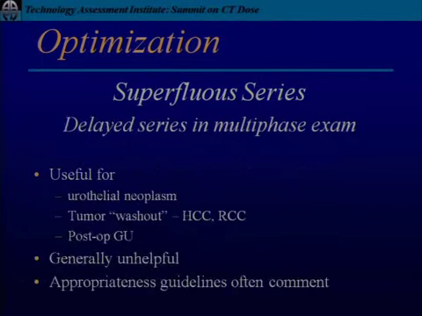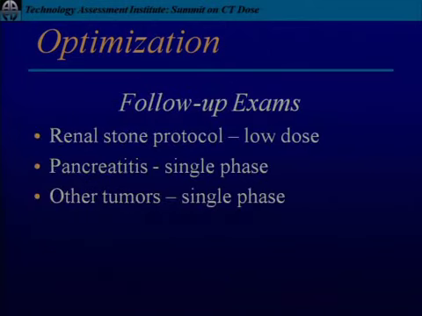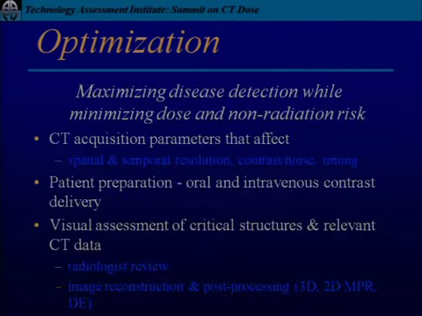The other is the routine delayed imaging. If you're doing these in your practice, you're giving the patients excess radiation that's generally unhelpful. It's completely indicated when you have one of these pathologies that you might be looking for, but too often just done routinely. We talked about follow-up exams. You can save series and dose on those. We can lower the tube current with renal stone. We can decrease the number of phases.